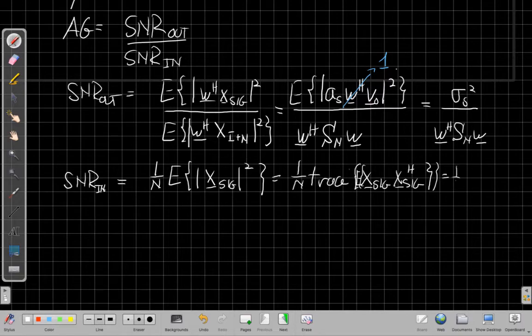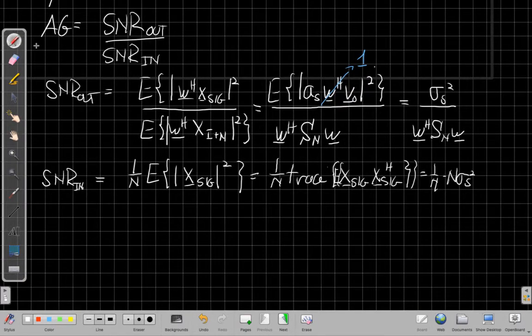So this would give us 1 over n times the trace, where each term on the diagonal would be sigma S squared. And so the n's cancel out, and I'm left with sigma S squared. Again, that makes sense. It's the same average input power for the numerator. That's for the numerator. Then the denominator would turn out to be the same approach with this trace.